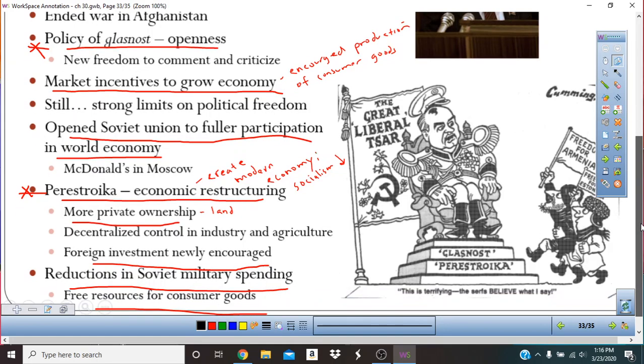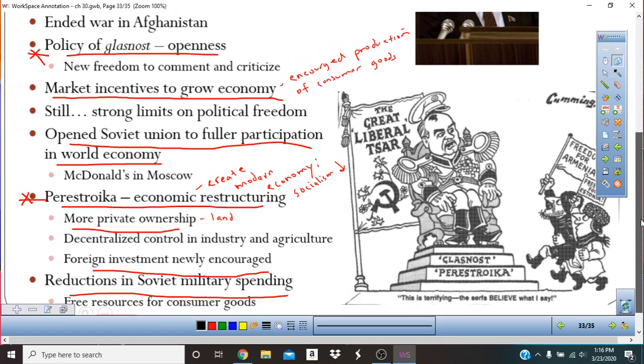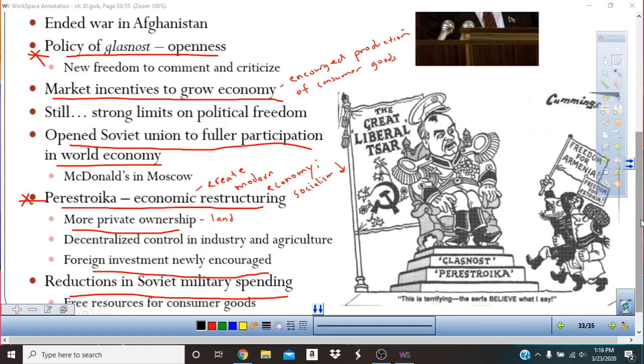What glasnost does is says, hey, if you are against our government, you can go out onto the street and say communism sucks. It doesn't matter. Okay, you can openly criticize our government.